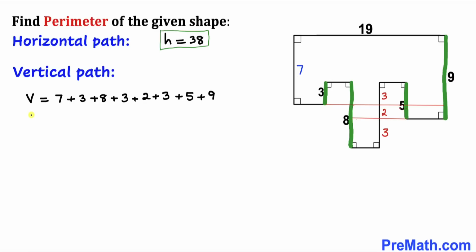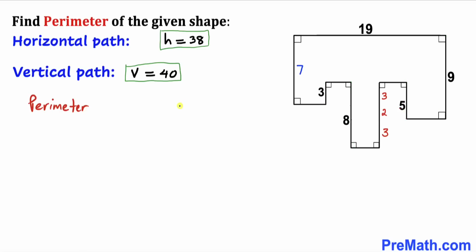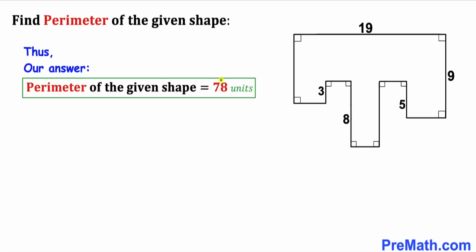And if we add all these numbers on the right hand side, our vertical path turns out to be equal to 40 units. So therefore, the perimeter of this given shape is going to be, we are going to add up these two horizontal and vertical distances. So let me go ahead and write down 38 plus 40. So therefore our perimeter turns out to be 78 units. So thus the perimeter of this given shape turns out to be 78 units.